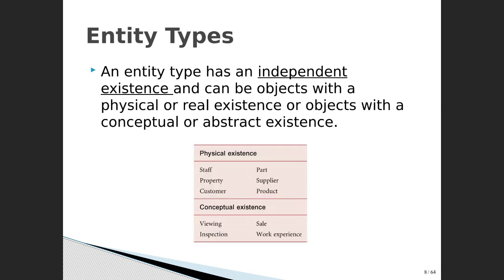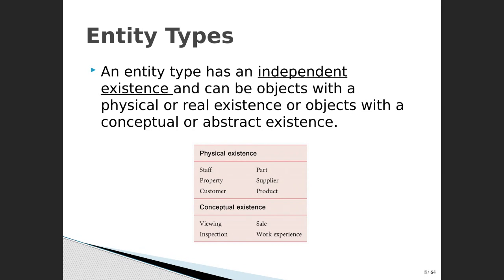Now let's talk about what is the meaning of independent existence. For example, as we said, it's an entity type like this one. It has an independent existence. It can be physical existence or conceptual existence.